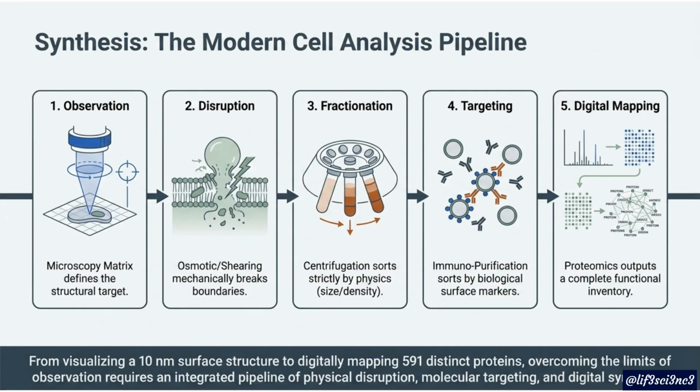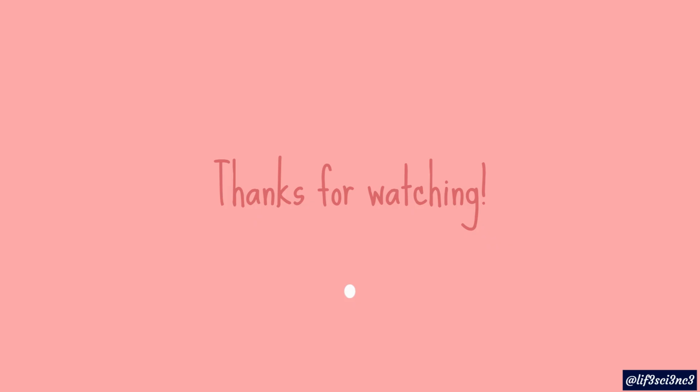The modern cell analysis pipeline integrates observation, disruption, fractionation, targeting, and digital mapping. Overcoming the limits of observation requires this integrated pipeline of physical disruption, molecular targeting, and digital synthesis.